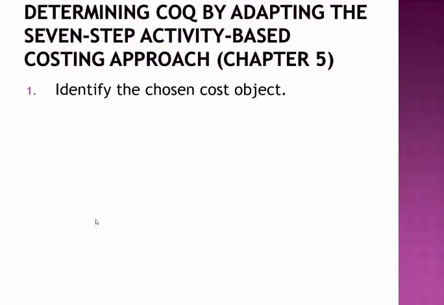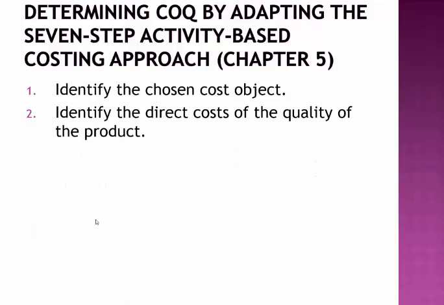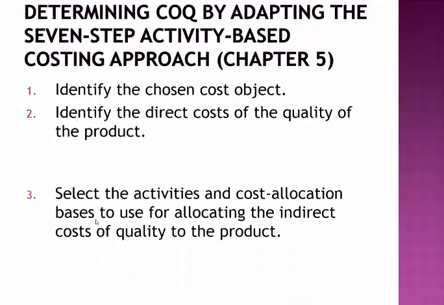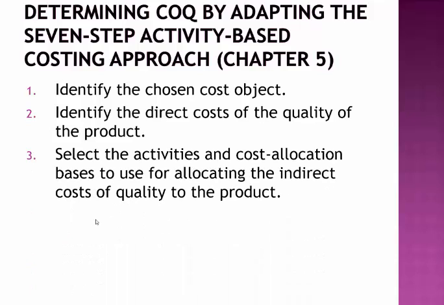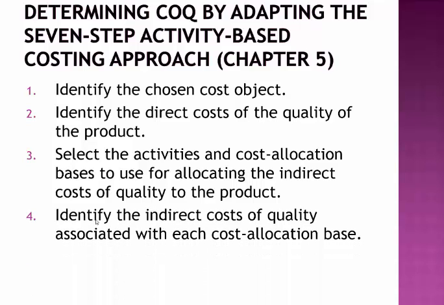We will identify what the chosen cost object is. We will identify the direct cost of the quality of the product, and we will also select the activities and cost allocation bases to use for allocating the indirect cost of quality to the product. So we've got direct cost, and we're also going to, of course, have indirect cost, and both of those are going to be measured so that we can come up with cost of quality.